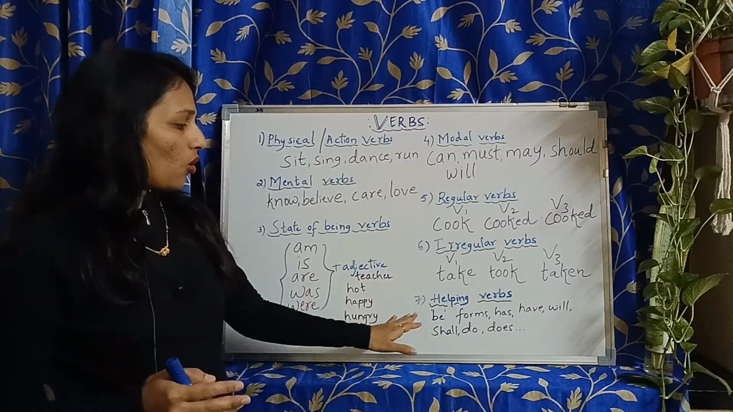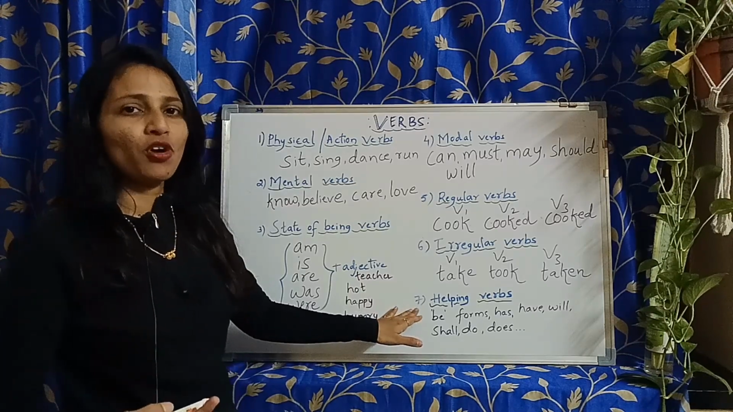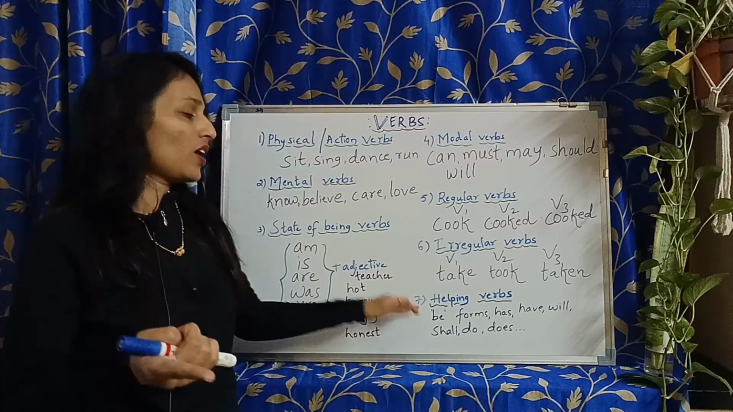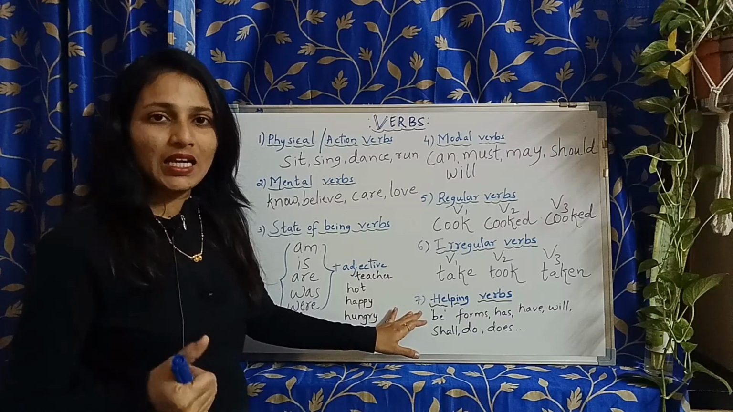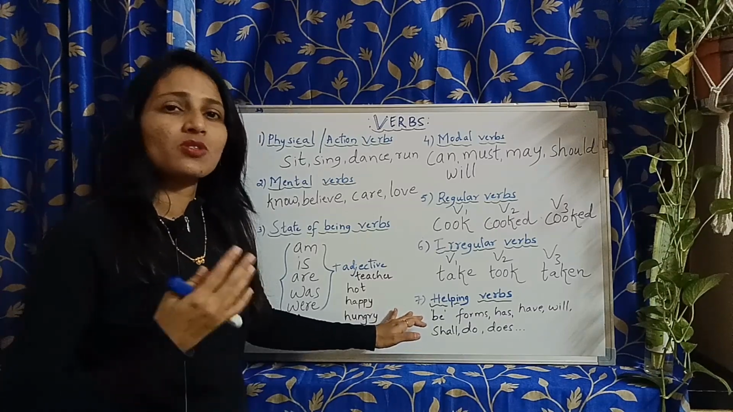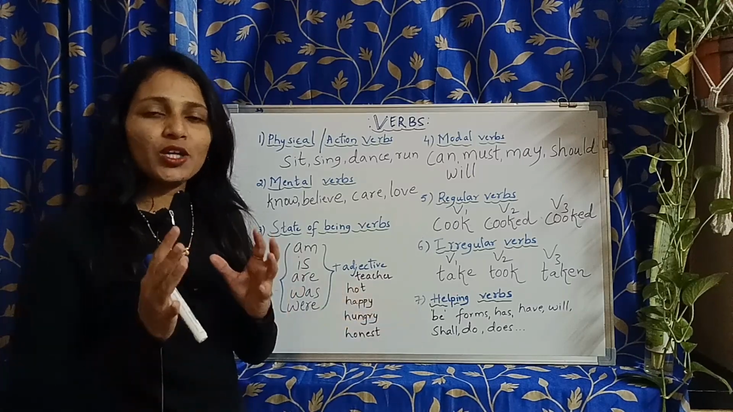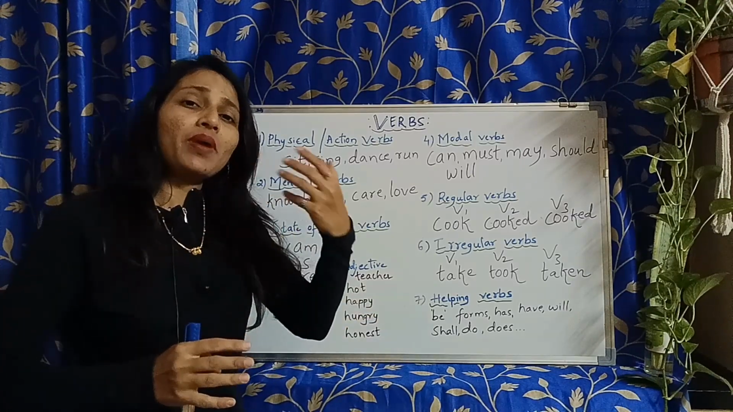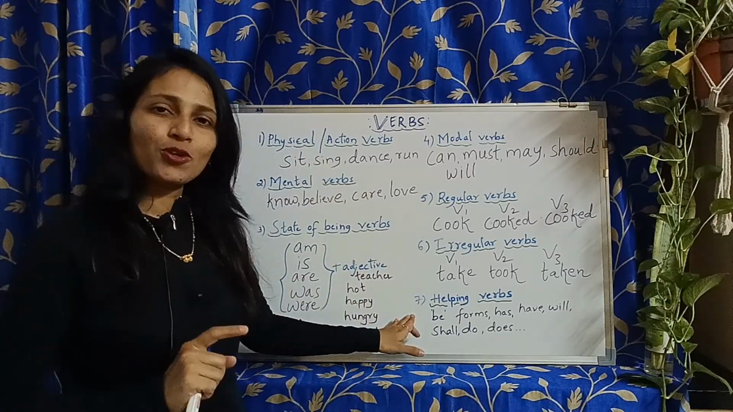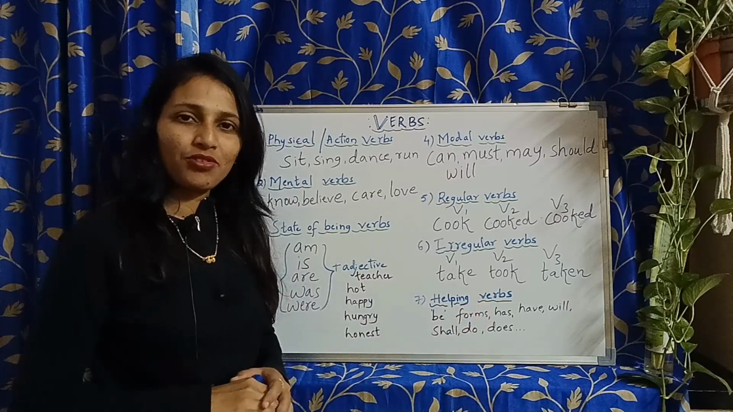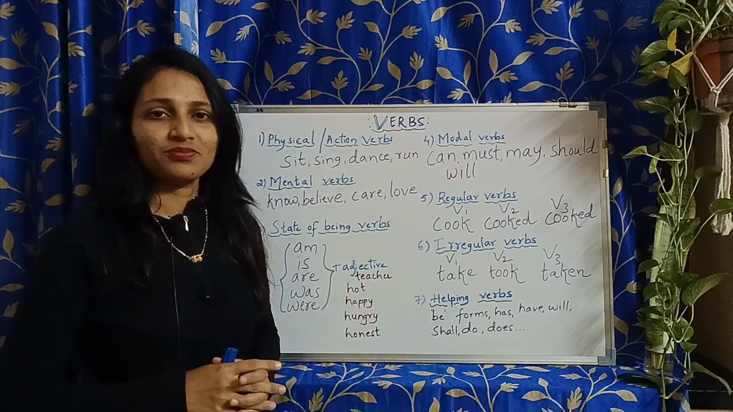For example, all these be forms can come in helping verbs. Be forms, I want you to understand, state of being verbs are also called as be forms. Is, am, are, was, were. These are helping verbs here because you need to use these verbs with another main verb in the sentence. I'll tell you how to do that. We have also got has, have, will, shall, do, does.